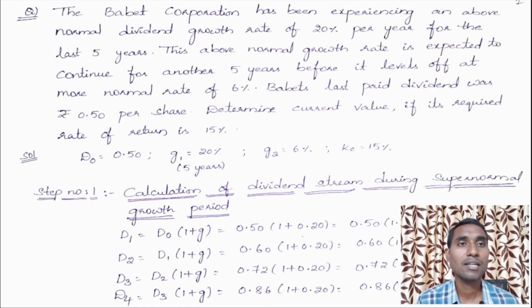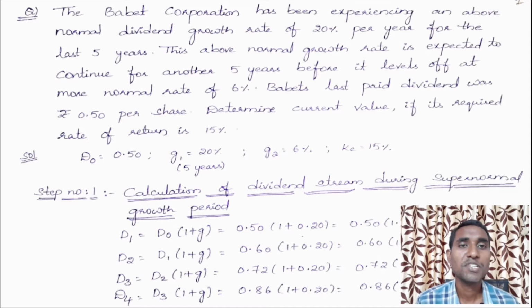So how many growth rates are there in this problem? One is 20%, that is G1, supernormal growth rate, and the second one is G2, that is 6%. So G1, that is 20%, is for 5 years and 6% is for infinite life. Babbitt's last paid dividend was rupees 0.50 per share. So this is D0. D0 is given as 0.50. That means the company has paid last year 0.50 per share as its dividend. Determine the current value if its required rate of return is 15%, that is KE.